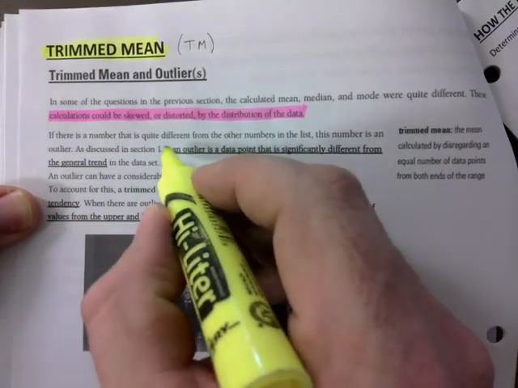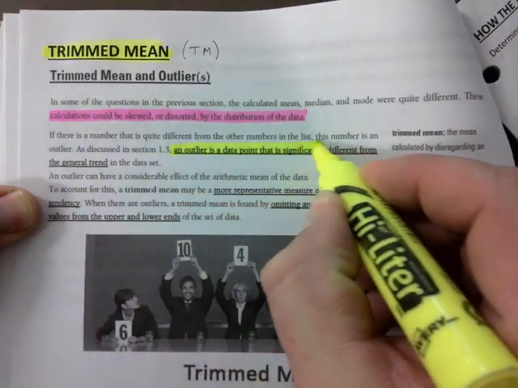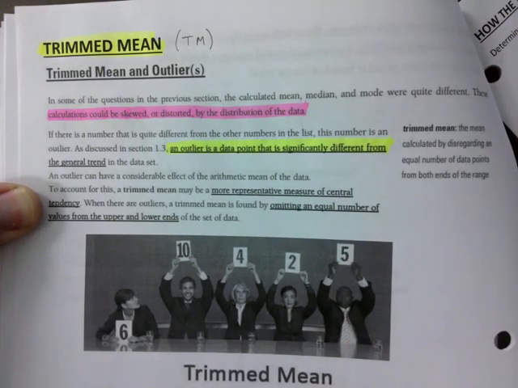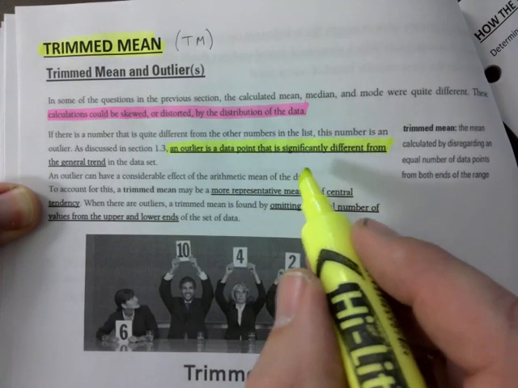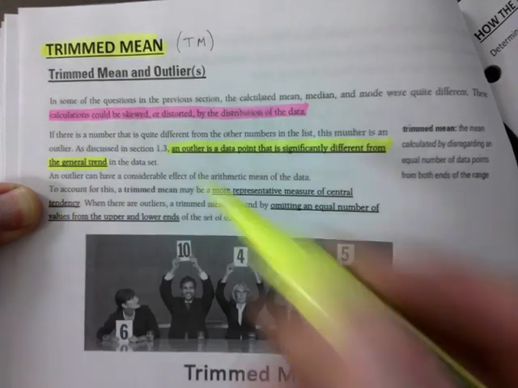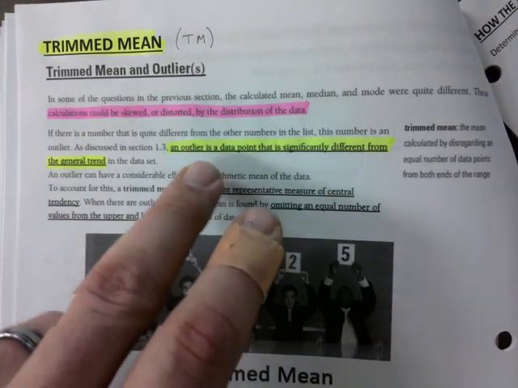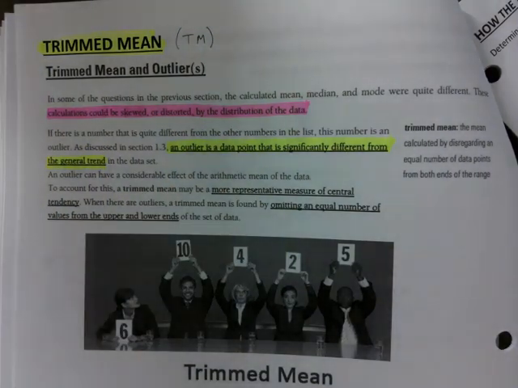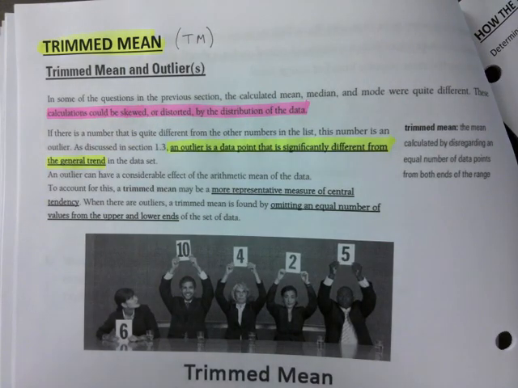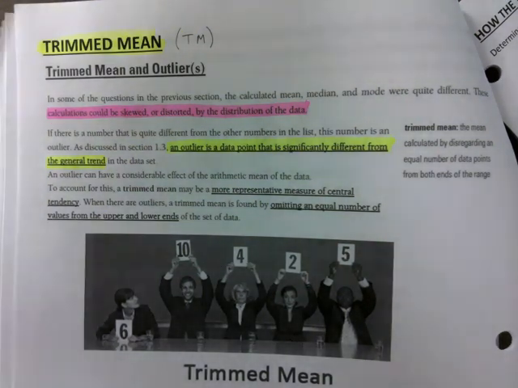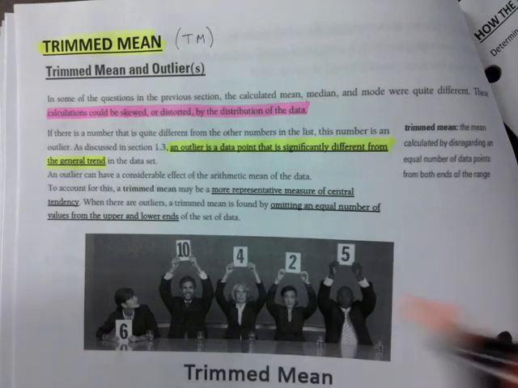We're going to talk about outliers again. I have been talking about it. An outlier is significantly different from the general trend. So you're going to have to be able to spot outliers. Sometimes there's more than one. And here is where I use my third color.